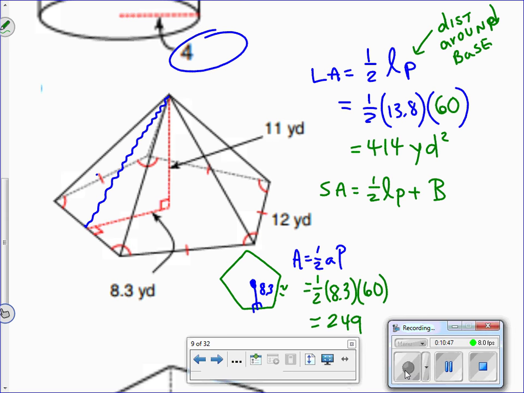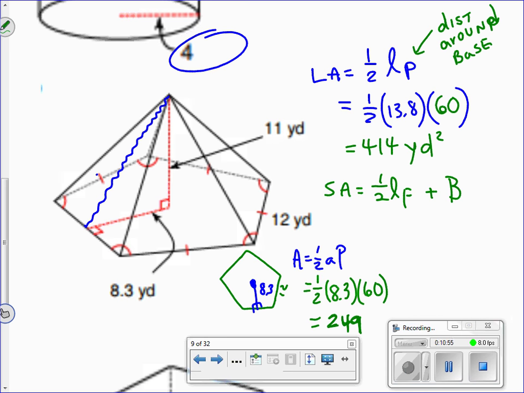And I get an area for the base of 249. So now what I'm going to do, I'm going to take this 414, slide it into place. Pull that one out, put that one in that place, pull this one out, throw that in that place, and now I'm going to be able to calculate my surface area. And that's the number of square yards it takes to cover not only the triangles, but the pentagon as well.